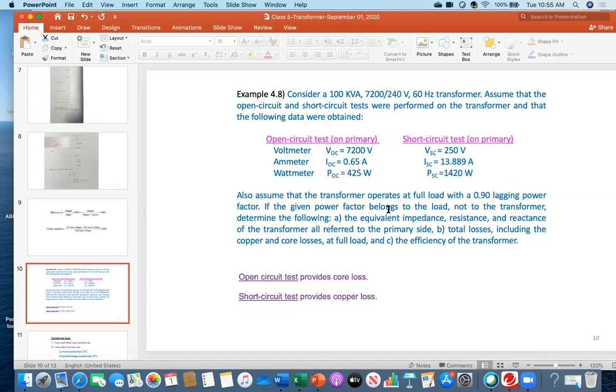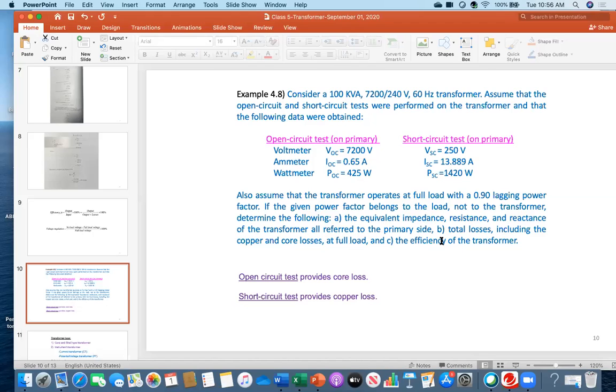So question number A is exactly the same as the previous problem that we just discussed a few minutes back. Question number B: what is the total losses, including the copper and core losses, at full load? And question number C: what's the efficiency of the transformer? For the first part, you know how to find the equivalent impedance, resistance, and reactance. You will follow the methods that I discussed in the previous problem. You will be using these three ratings.